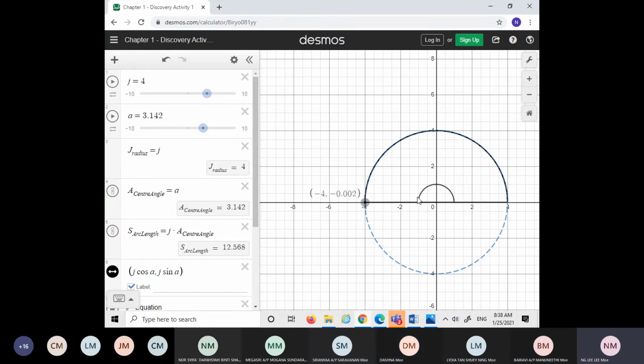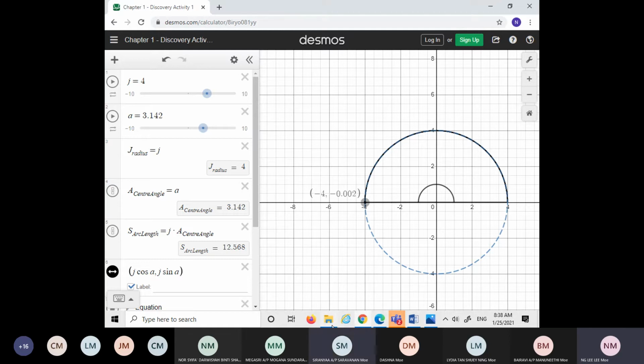When this angle is pi radians, I will get a semicircle. Okay, from here you can make a conclusion: pi radian is equal to how many degrees? Half of the circle is how many degrees? 180. Very good. Okay, this is what I want to show you.